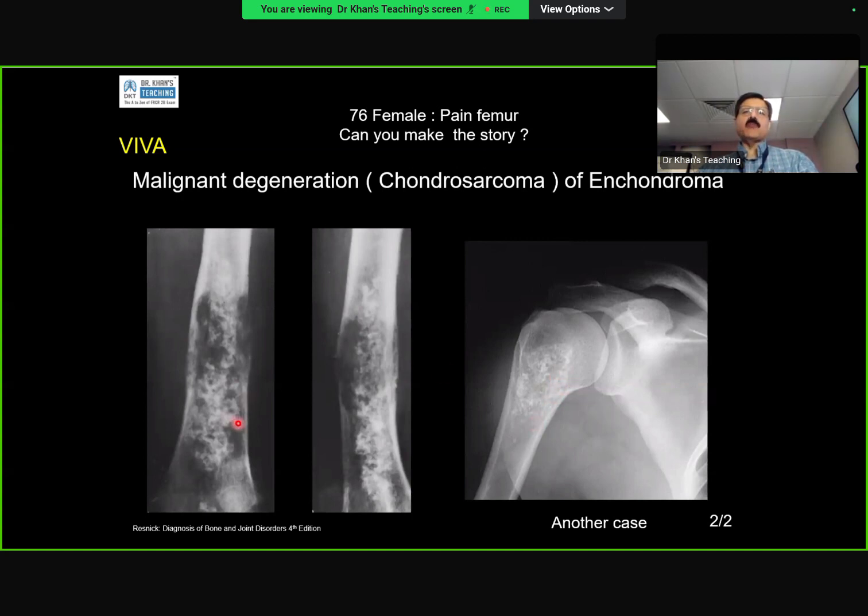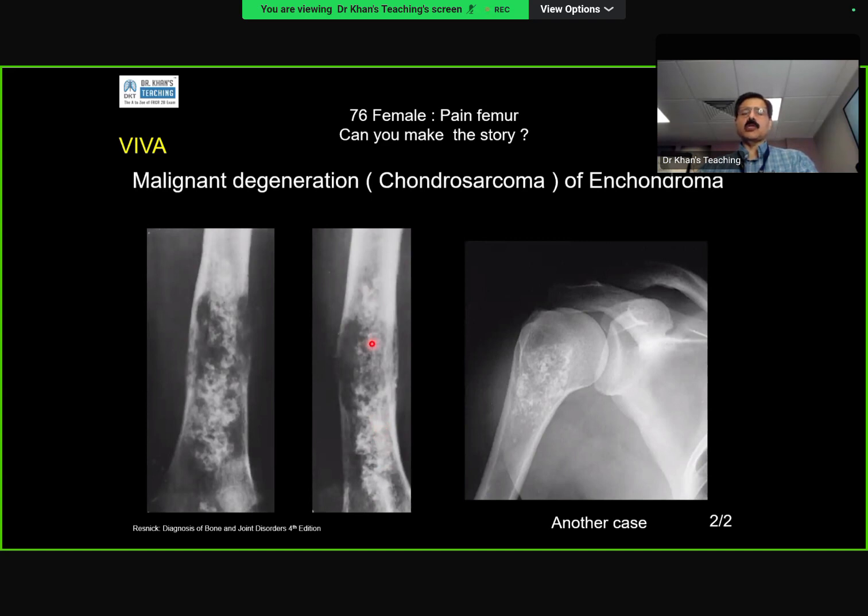This is a case of malignant transformation of an enchondroma. This is an exam case. We will cover it separately, but why I am showing you, they can show you a malignant transformation of a bone infarct. Please remember, bone infarcts can malignantly degenerate. And on the other hand, enchondromas can malignantly degenerate. And in this particular case, this is punctate calcification. This case is a story. It tells you a story.